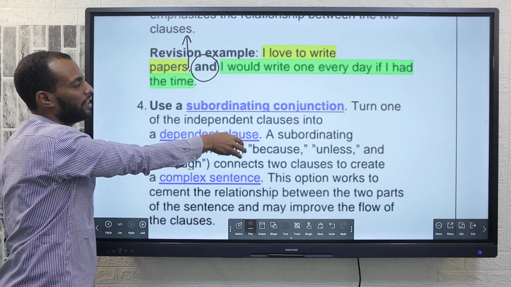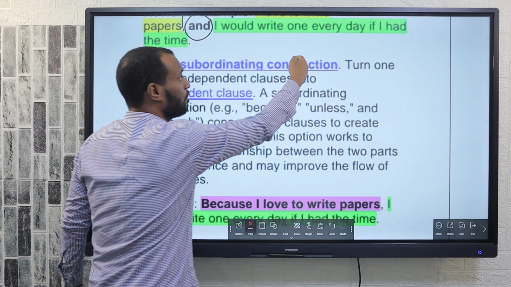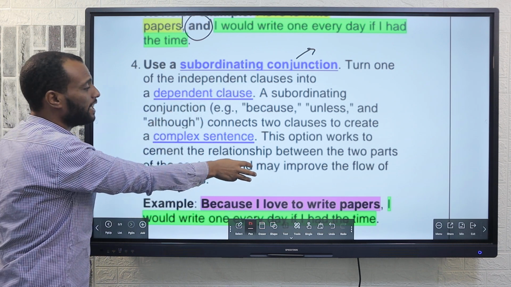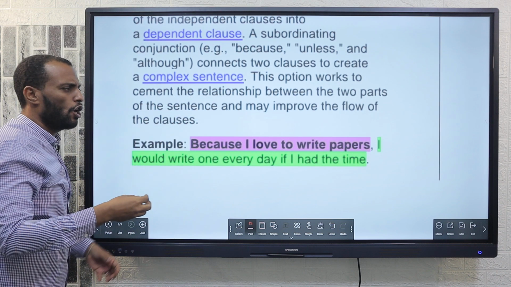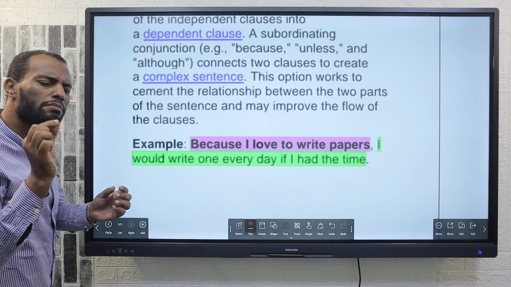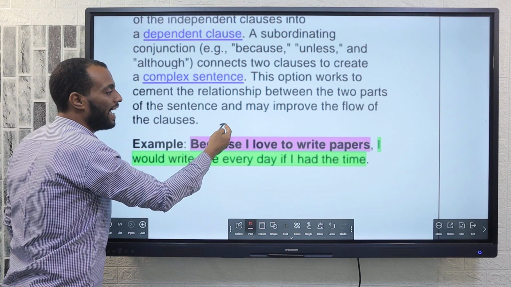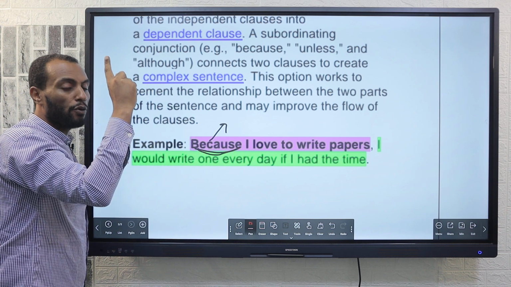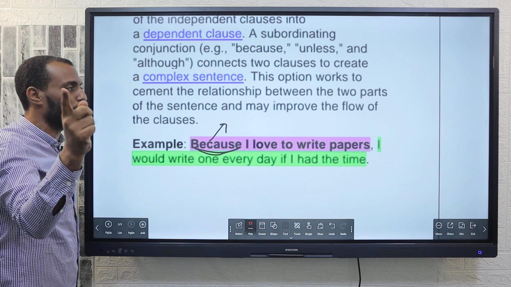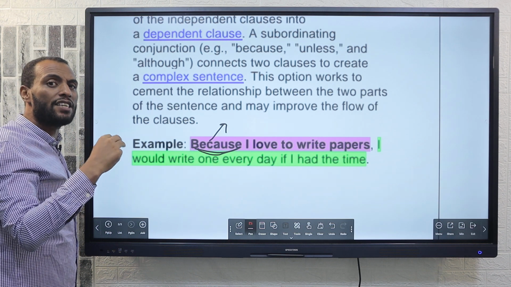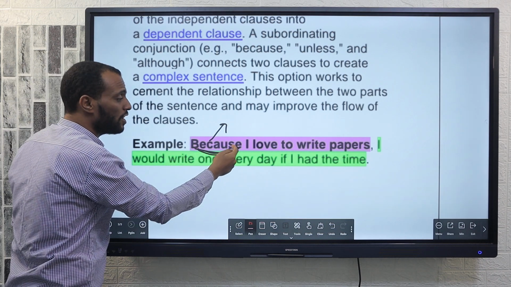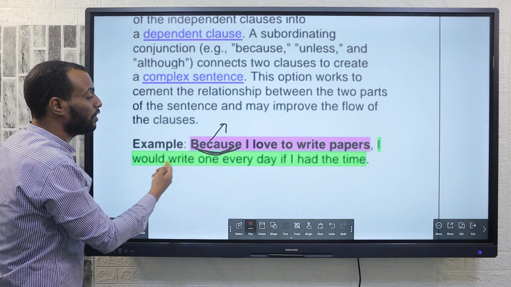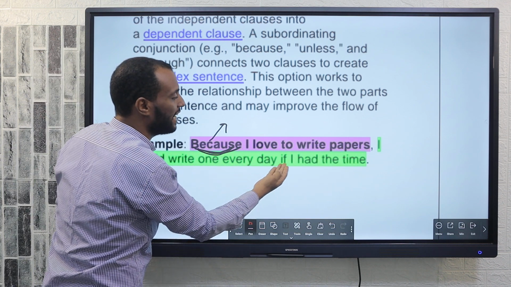And for the last one, I'm going to use a conjunction, but this time it's called a subordinating conjunction. What does it mean? Let me give you the same example, and take care that here we're going to speak for some minutes. Here I have my conjunction, which is "because", which is different from the first kind of conjunctions that we studied as solution number three. For this one, which is "because I love to write papers," and then you put a comma, I would like to write one every day if I had time.